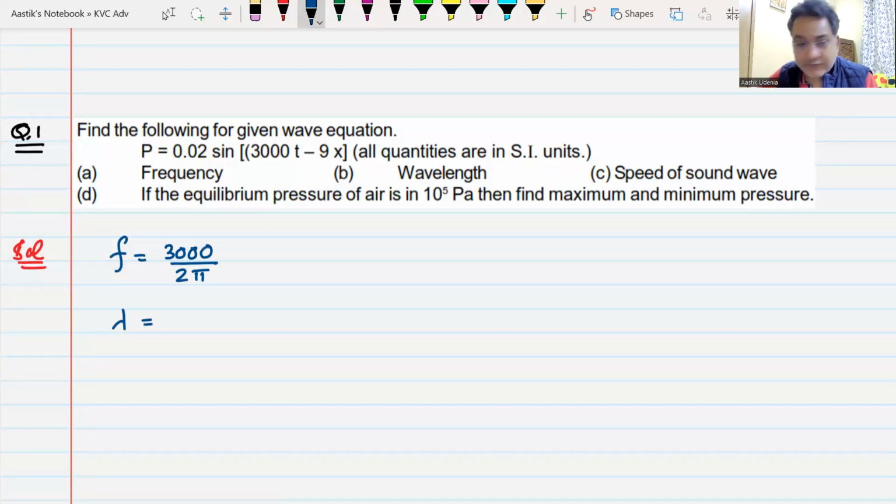How do you get wavelength? Lambda is 2 pi by k. So 2 pi divided by 9. How do you get the velocity v? Omega by k, sir. 3000 by 9.